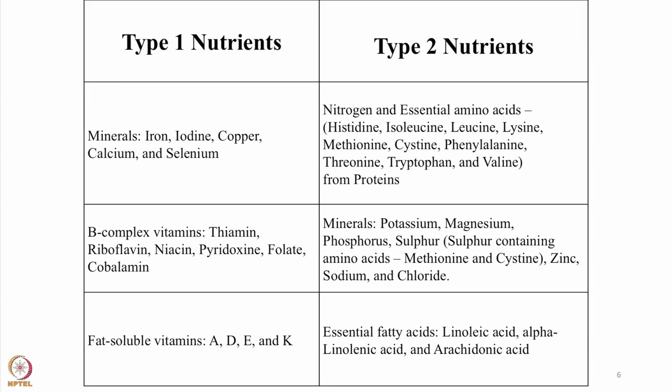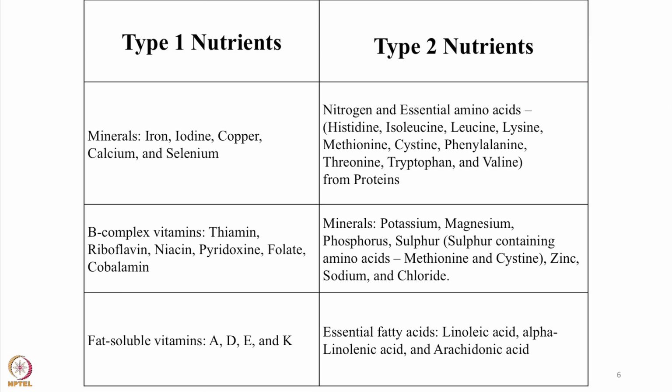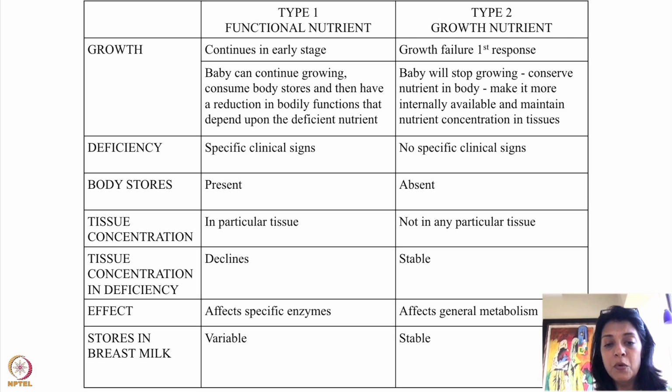Okay, mainly type 1 nutrients, I again mentioned iron, iodine, copper, calcium, selenium, all your vitamins, right? Your fat soluble vitamins, your B complex, your water soluble vitamins. Then your type 2 nutrients are basically your essential amino acids, your essential fatty acids, your minerals, potassium, magnesium, phosphorus, sulfur, zinc, sodium, chloride. Those are your type 2 nutrients. Okay, and this I have already discussed, so I may not go too much into detail.